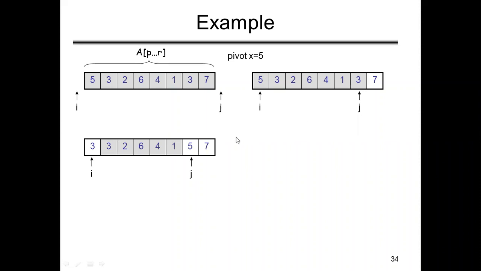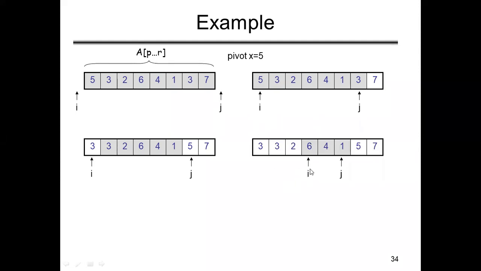Like this you can continue. J also you can decrement. So here I and J are swapped, so 3 and 5. Now J is pointing to 5 and I is pointing to 3.